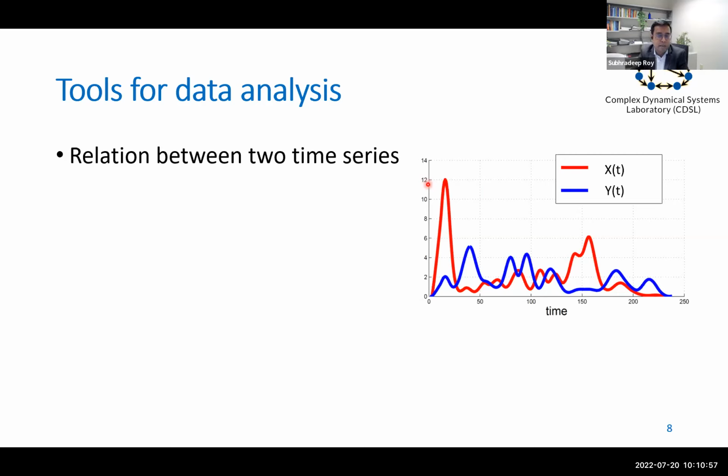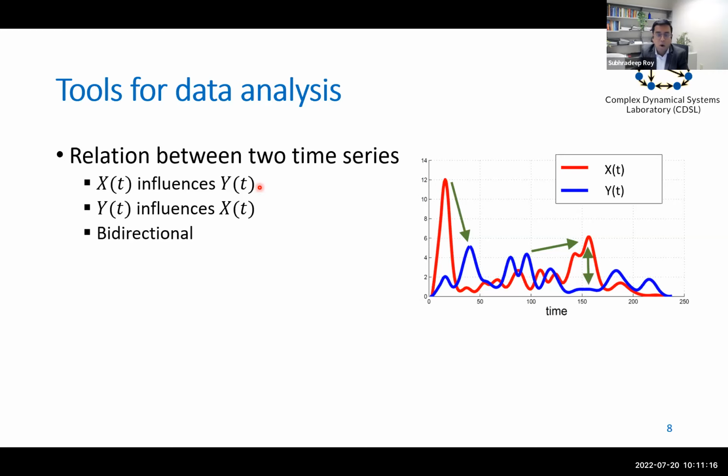Once we have these 2 time series data, the question we are trying to answer here is how these 2 time series variables are related. If they are related, there are 3 possibilities. It may happen that X influences Y, or Y influences X. These are 2 instances where we have unidirectional influence. The third possibility is a bidirectional influence, meaning both X and Y have significant influence on each other.